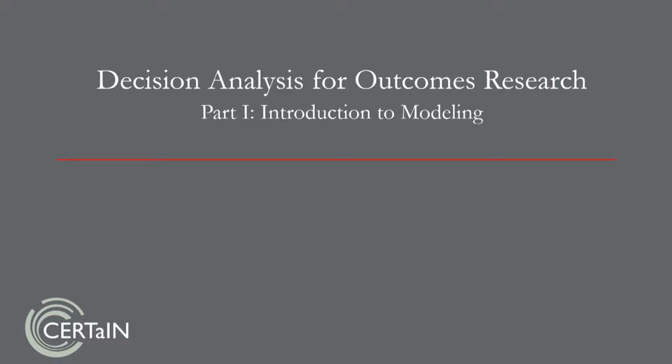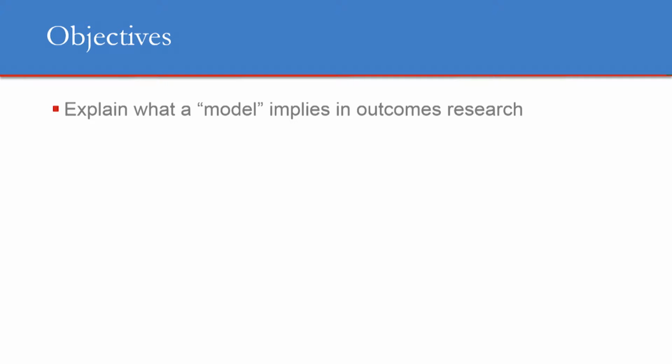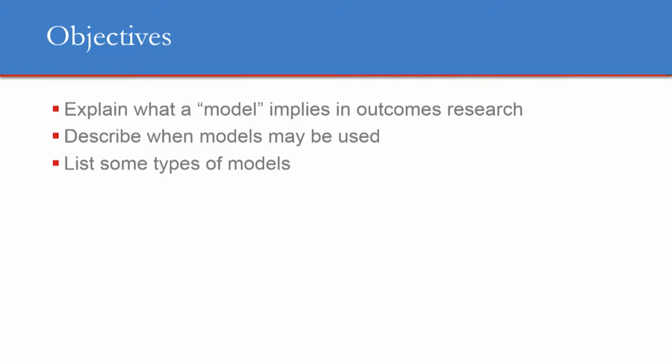Let's start first with a brief introduction to modeling. By the end of this part of the lecture, we must be able to explain what a model implies in outcomes research, describe the circumstances under which models may be necessary, and be able to list some types of models.